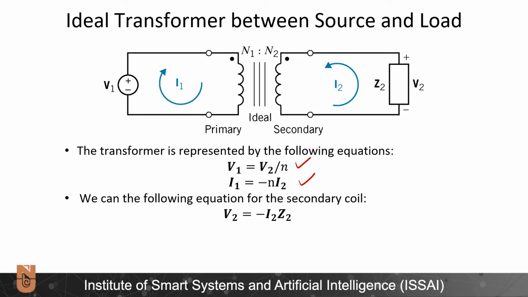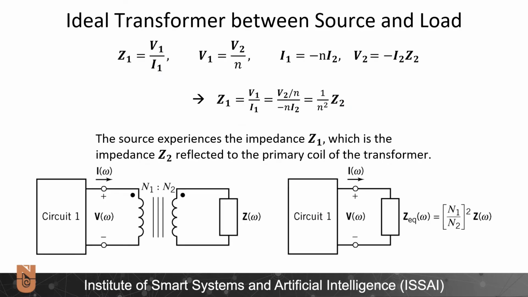Similarly, we can write the following equation for the secondary coil. V2 is equal to minus I2 times Z2. Here we have this minus sign because the I2 does not adhere to the passive convention. It is entering from the negative terminal of the impedance Z2. So far we wrote 4 equations related to the ideal transformer circuit connected to the source and a load.